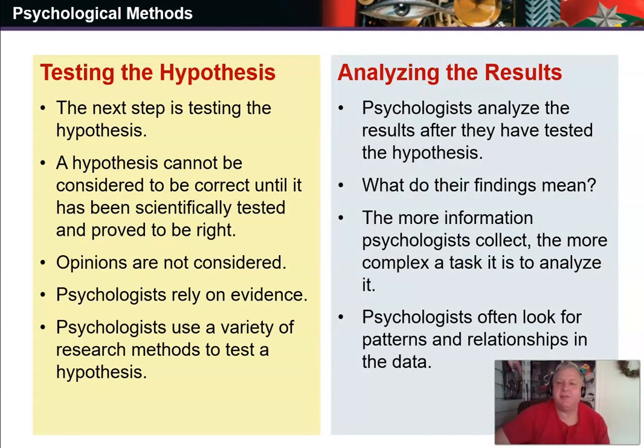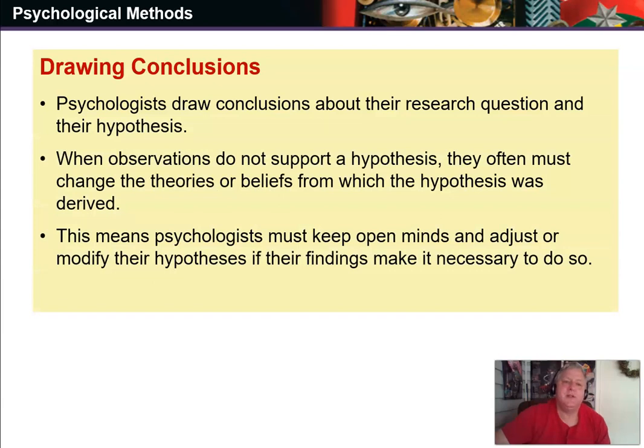Psychologists analyze results after they've tested the hypothesis. What do their findings mean? The more information psychologists collect, the more complex a task it is to analyze it. Psychologists often look for patterns and relationships in the data. Psychologists draw conclusions about their research and their hypothesis. When observations do not support a hypothesis, they often must change the theories or beliefs from which the hypothesis was derived. This means psychologists must keep open minds, adjust or modify their hypothesis if their findings make it necessary to do so.